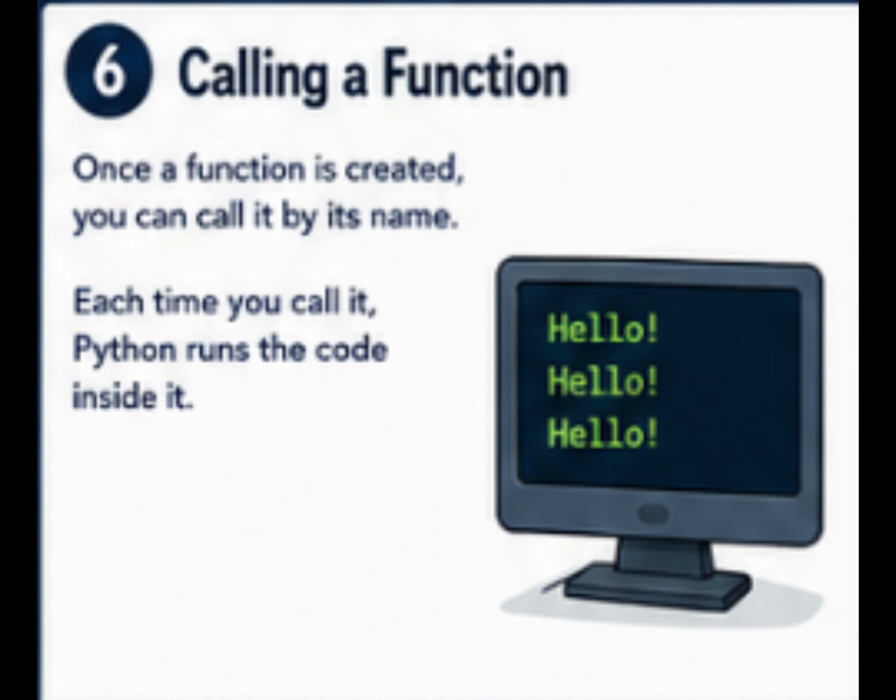Calling a function is very simple. Once the function has been created, you simply write its name followed by parentheses. Each time the name is called, Python jumps to the function, runs all of its instructions, and then returns to continue running the rest of the program. If the function prints a message, that message appears every single time it is called.